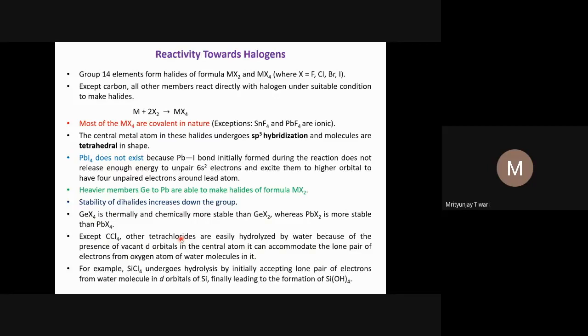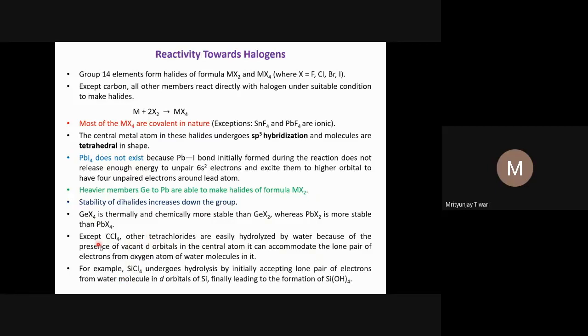Suppose SiCl4 is one of the examples one can consider. When water puts its lone pair of electrons into one of the vacant d orbitals, later on the O-Si bond becomes stronger, because the affinity of silicon with oxygen is more than that of chlorine. So one O-H bond of the water molecule breaks. The mechanism we'll see a bit later. And one Si-Cl bond will also break, so the formation of HCl will be there.